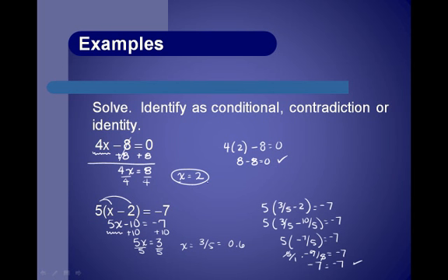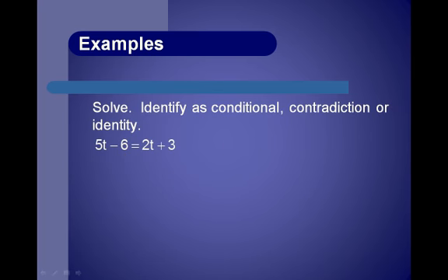X equals 2, because there was a solution, we would say that this was a conditional equation, meaning it's true under the condition that x equals 2. Same thing for the second equation. Because we found a solution, this would be conditional because it's true under the condition that x is equal to 3 over 5. Okay, next example.